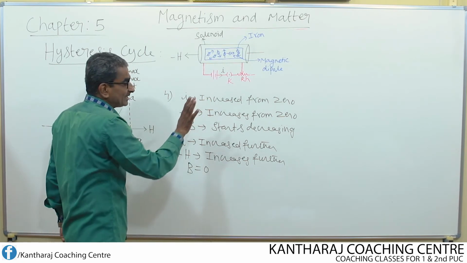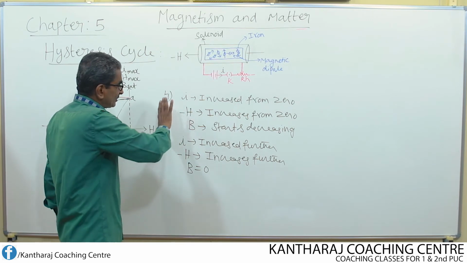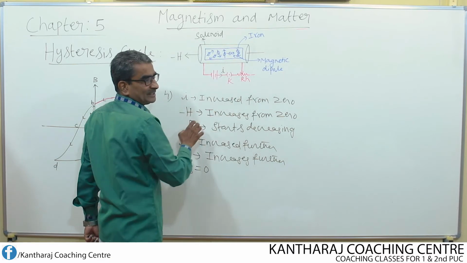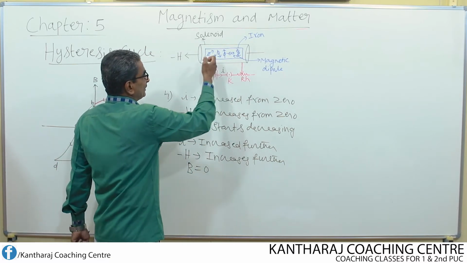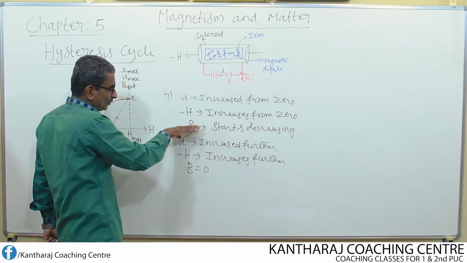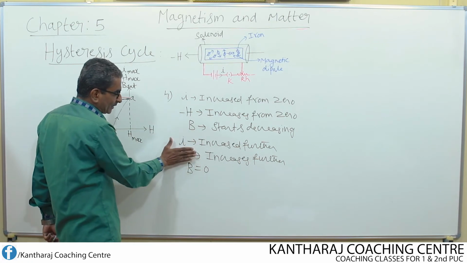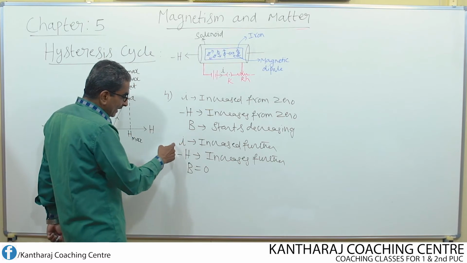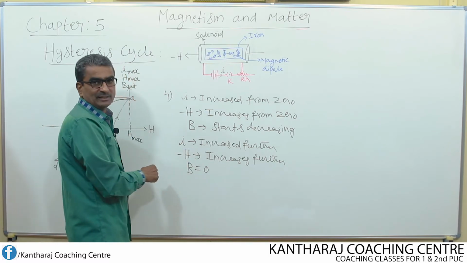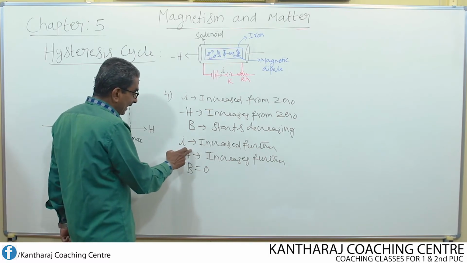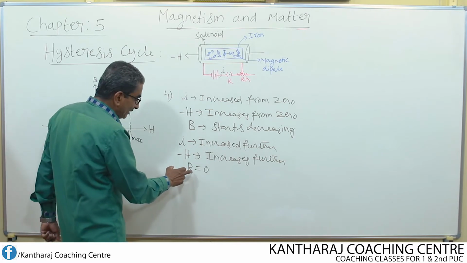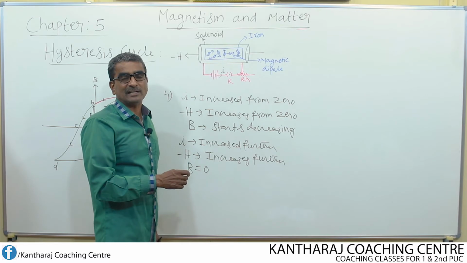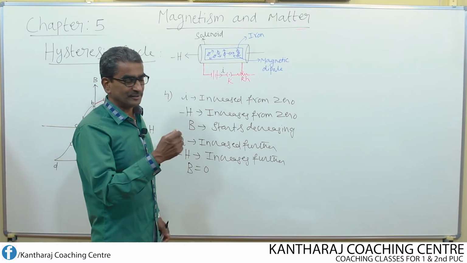Still I have not increased the current to maximum. I have started increasing the current by operating the rheostat gradually from 0. If I is increased from 0, H also increases, B slowly goes on decreasing, and for some value of H, B becomes equal to 0. So this amount of negative field, that means negative magnetic intensity at which the magnetic field becomes equal to 0, is known as coercive field.